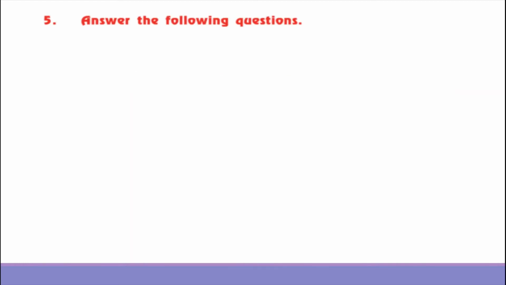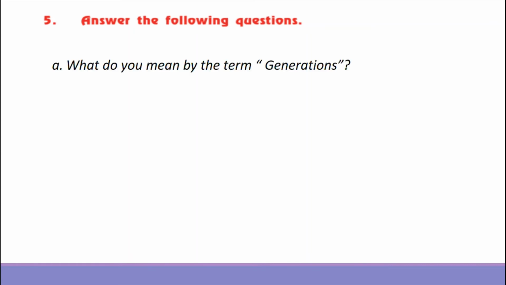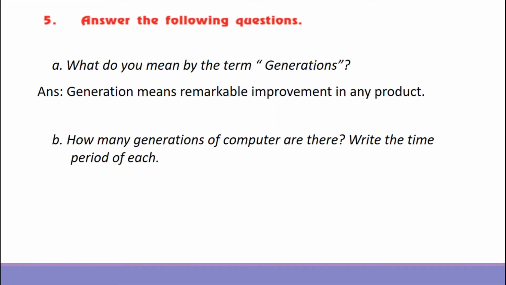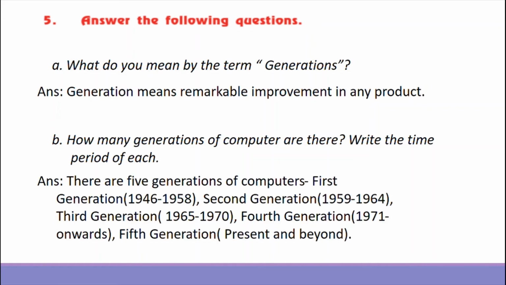Now it is time for your exercise 5. Answer the following questions. Children, you will write these answers and questions in your notebook. First question. What do you mean by the term generations? Your answer is generation means remarkable improvement in any product. Question number 2. How many generations of computer are there? Write the time period of each. Your answer is there are 5 generations of computers.